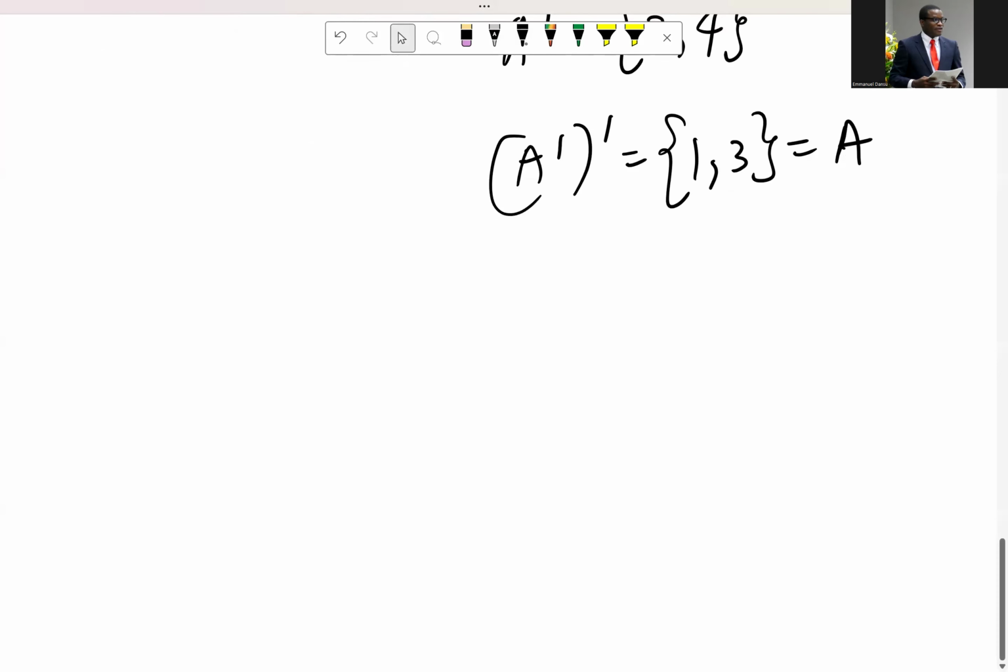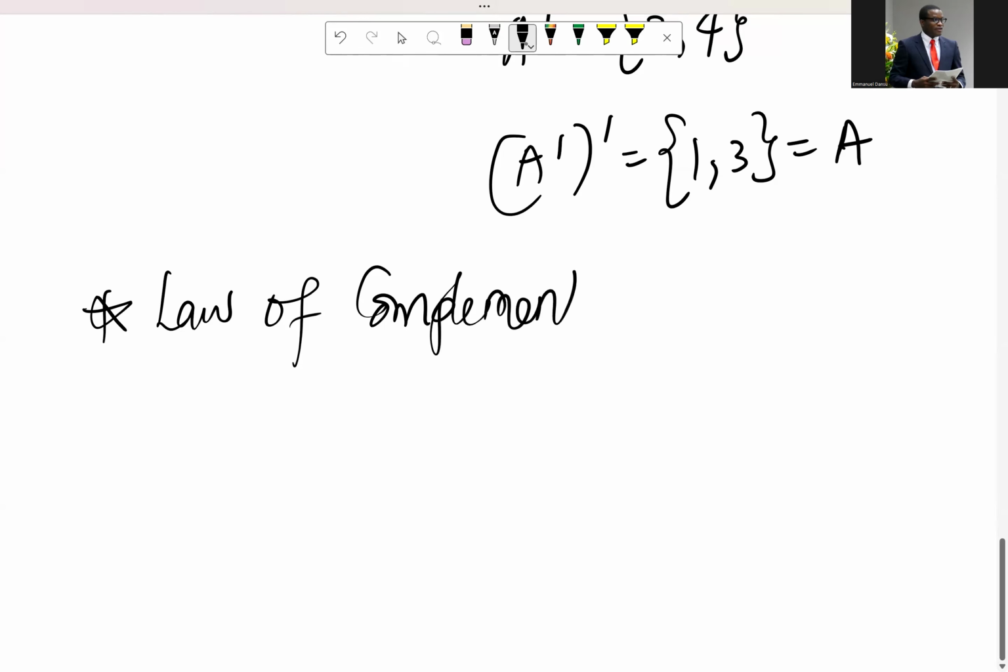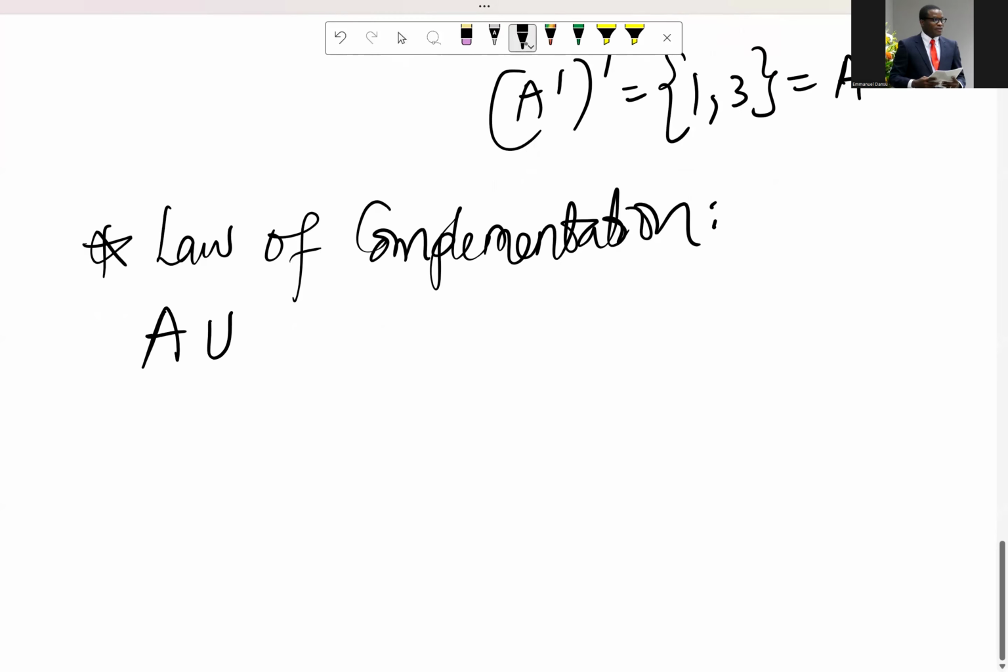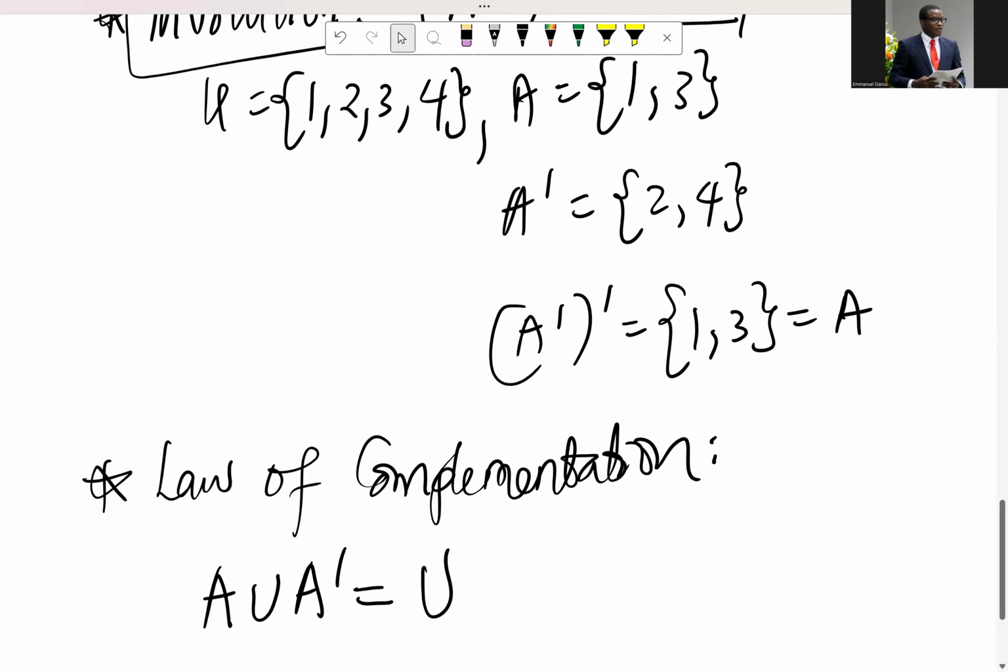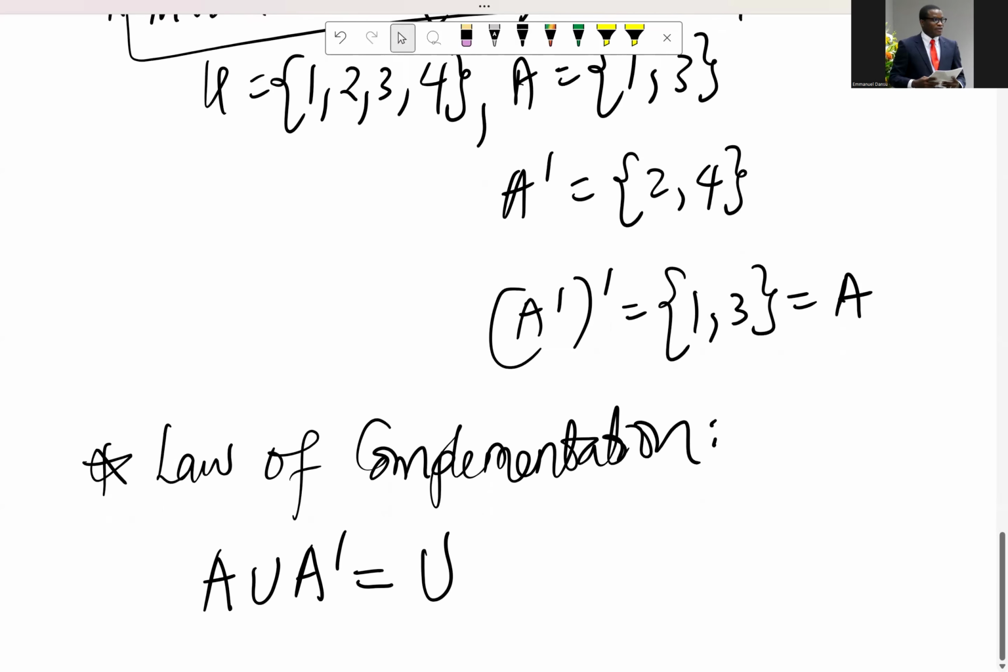Okay, so again, you have another property of complement, which is the law of complementation. And what does that say? It says that A union A complement is equal to the universal set. Let me write this better so you can see that properly. So the union of A and the complement of A is always the same as the universal set. From the example we had above, where you have A. So if you look at, let me do this.